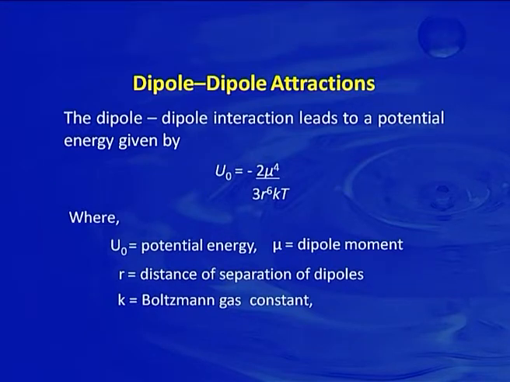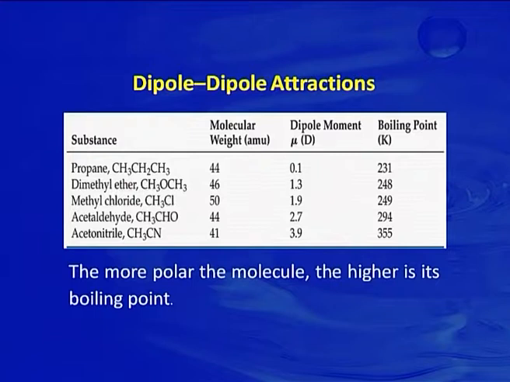Here is a table which shows the more polar the molecule, the higher its boiling point. Here acetonitrile has a molecular weight of 41 and a dipole moment of 3.9. The boiling point is 355 Kelvin. From this table we can see acetonitrile has a lower molecular weight than methyl chloride or acetaldehyde, but its dipole moment is higher than that of these compounds. So, its boiling point is higher than that of the other molecules. It is clear, the more polar the molecule, the higher its boiling point.